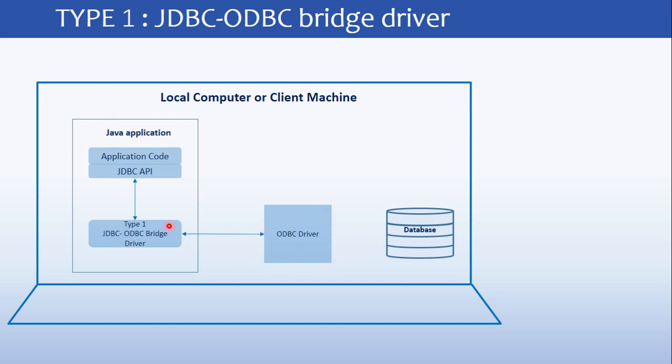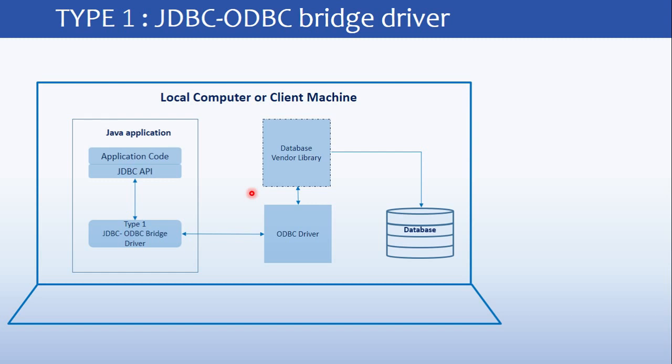The type 1 JDBC ODBC bridge driver comes with your Java software. When you install Java itself, the type 1 driver comes in that installation. You do not need to explicitly install the type 1 driver, but the ODBC driver needs to be installed separately. Now we have the connectivity, but we still require one component, that is the database vendor libraries. These database vendor libraries help us to communicate from the Java application to the database.